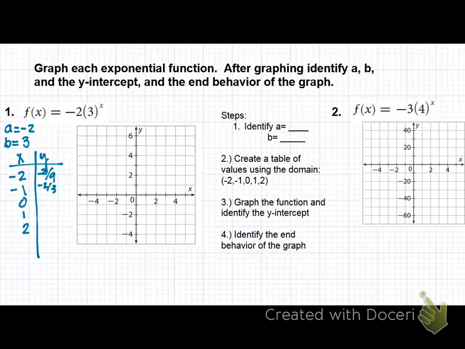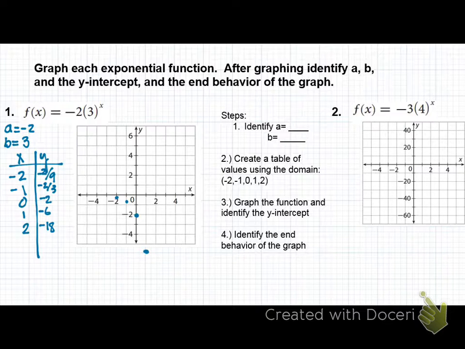Then we have 0. 3 to the 0 is 1, right? Because anything to the 0 power is 1. 1 times negative 2 is negative 2. We're going quickly here. 3 to the first is 3. 3 times negative 2 is negative 6. And then last of all we have 2. So 3 squared is 9 times negative 2 is negative 18, okay? Then we're going to plot these points. These are going to be ordered pairs. I'm going to plot the points.